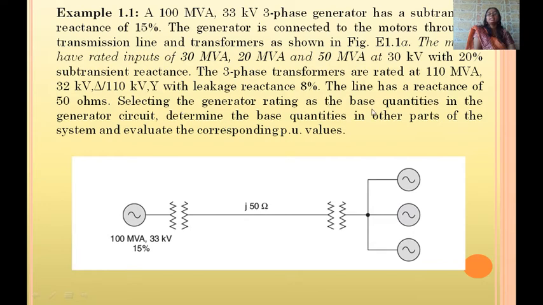Selecting the generator rating as the base quantities in the generator circuit, determine the base quantities in other parts of the system and evaluate the corresponding per unit values.